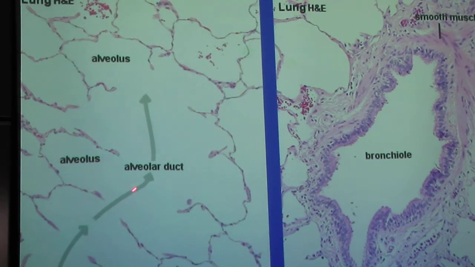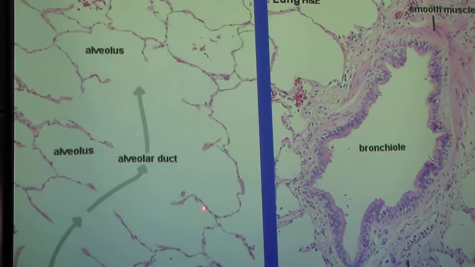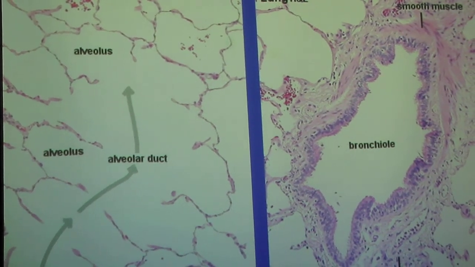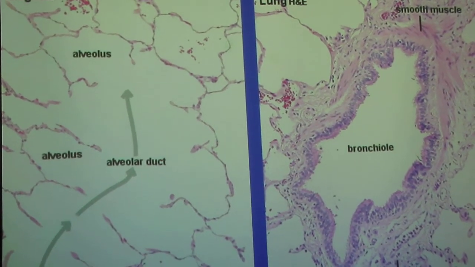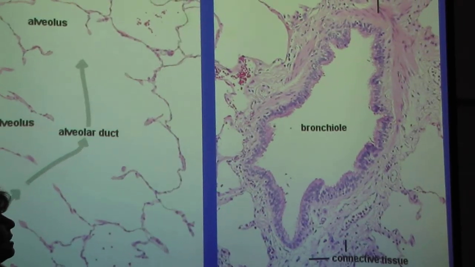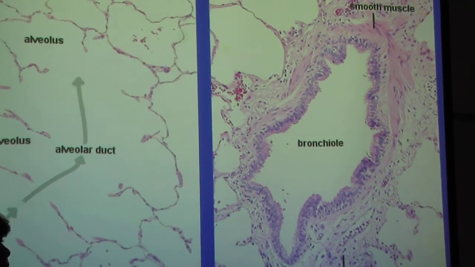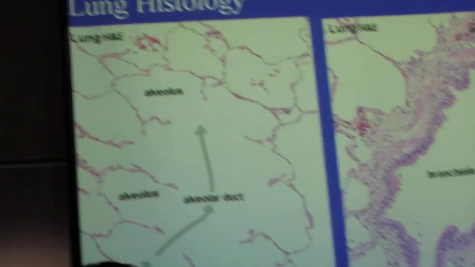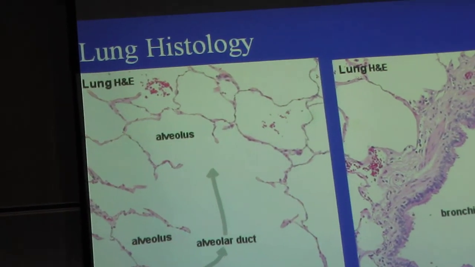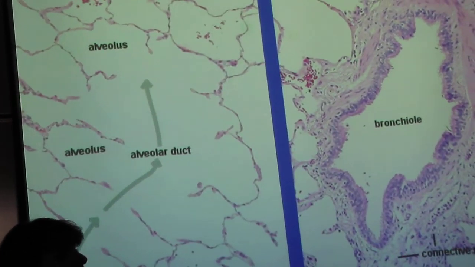Here's our alveolar duct right here. And what kinds of cells are all of these along here? Simple squamous. Is this where gas exchange is going to occur? Yeah. Over here we see a bronchiole. How do we know that it's a bronchiole and not a bronchus? Do we see any cartilage there? Do we see any hyaline cartilage plates or pieces? Do bronchioles have cartilage? No. They don't.